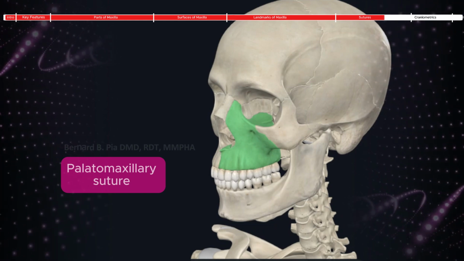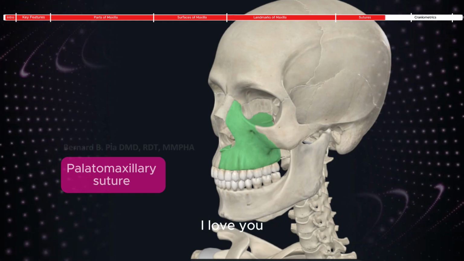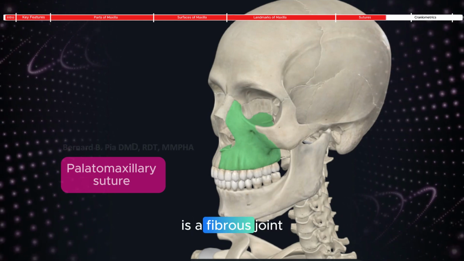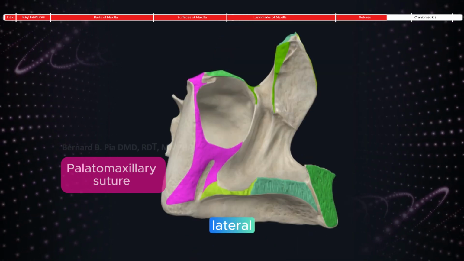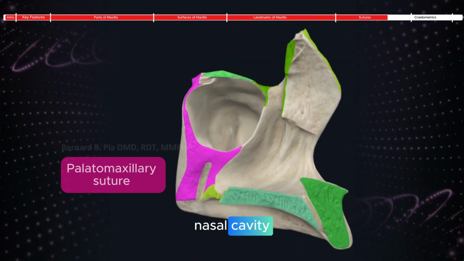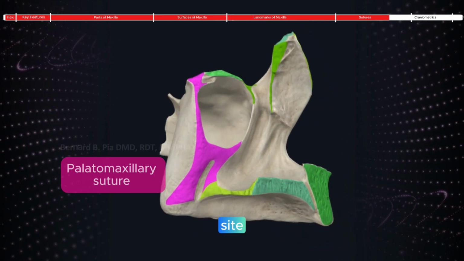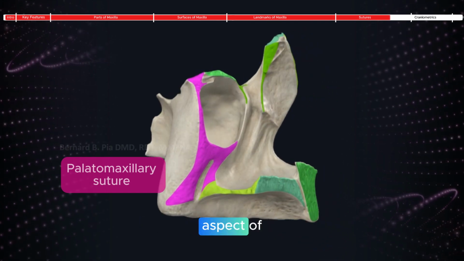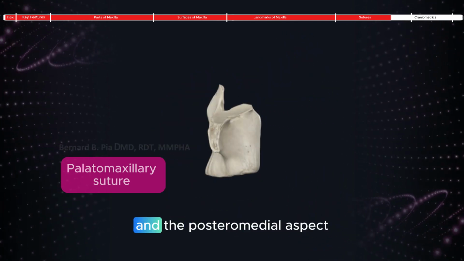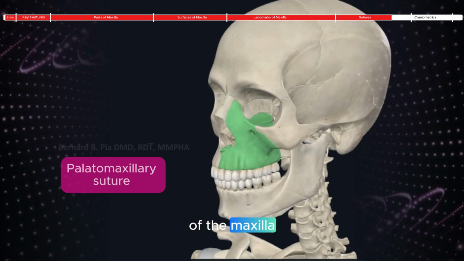7. The palatomaxillary suture, maxillopalatine suture, is a fibrous joint found along both the lateral bony wall of the nasal cavity and the floor of the orbit. It is the articulation site located between the lateral aspect of the palatine bone and the posteromedial aspect of the maxilla.